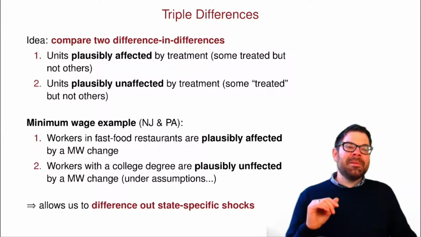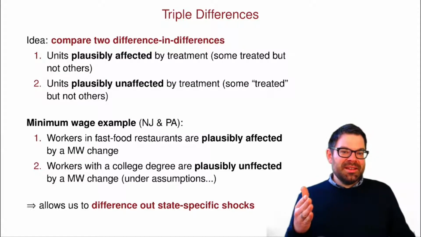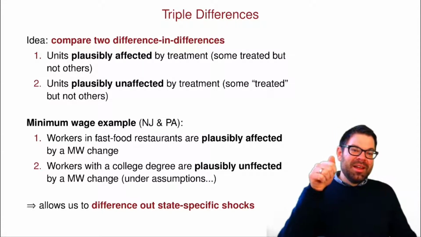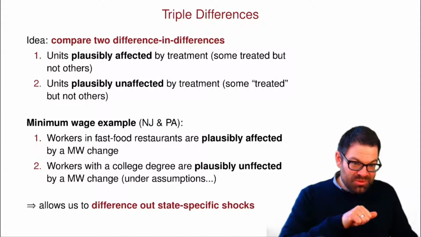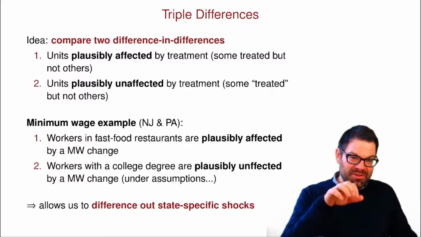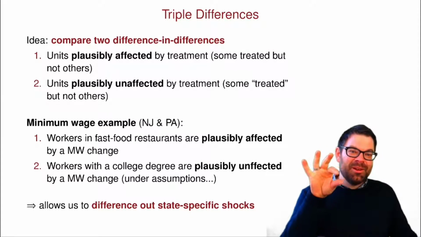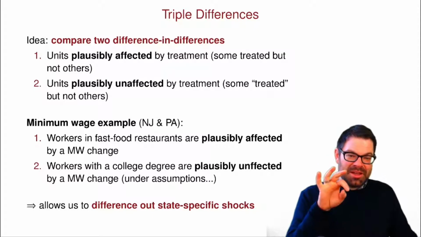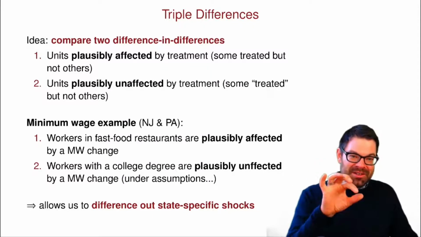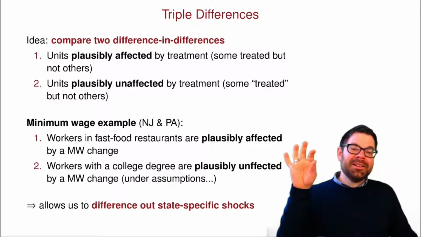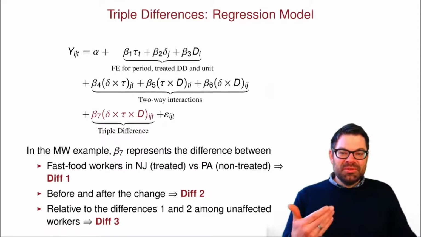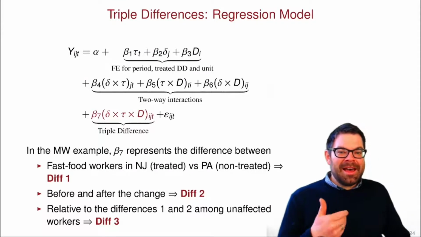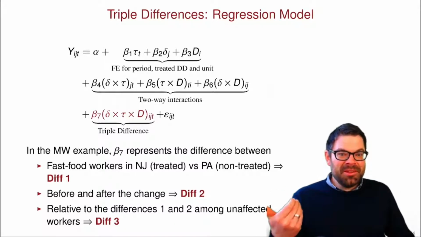Okay, and so what I do basically is I compare now fast food workers relative to college educated workers. So I compare the employment of fast food workers relative to college educated workers before and after the introduction of the minimum wage in Pennsylvania relative to New Jersey. So how would I do this? I simply add a third dummy and a third interaction, or a triple interaction.